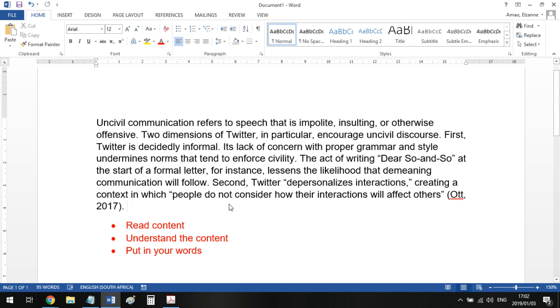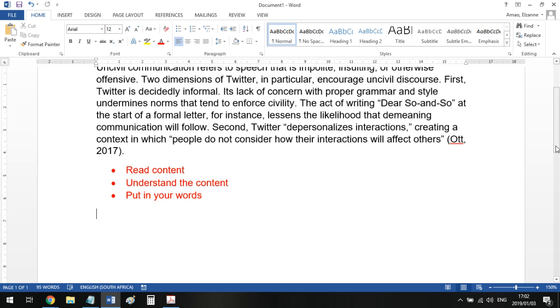Second, Twitter depersonalizes interactions, creating a context in which people do not consider how their interactions will affect each other. So what they're saying here is that when there's a depersonalization of interaction, usually how we interact as people, we go ahead, we meet someone, we see each other face to face, we speak over the phone, we do a video call, whatever the case is. However, there's no personalization like that in Twitter. In the Twitterverse, we speak to just other people, other humans that are sitting somewhere in the world or somewhere in South Africa. We don't care, or we don't know what they're going through.